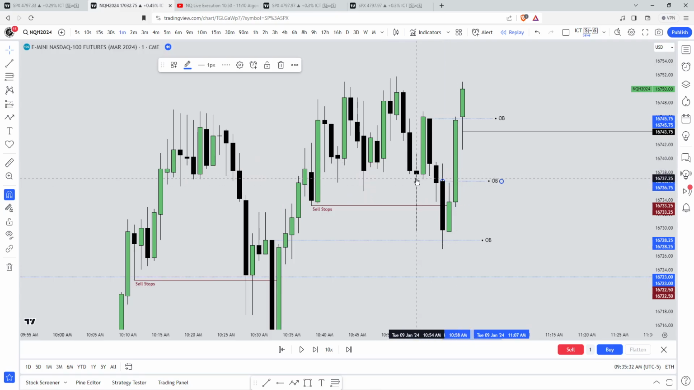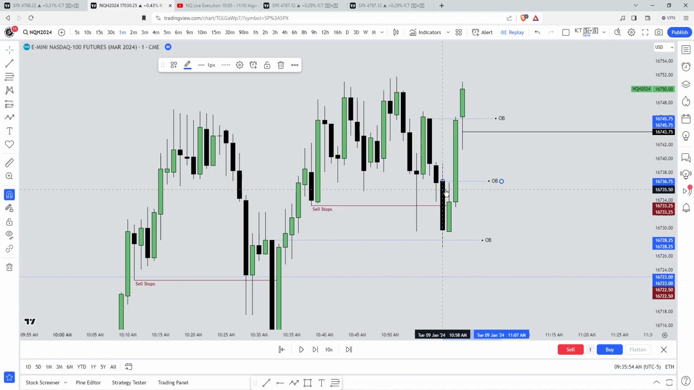See this one right here? It went above it and then that failed. So it's easier to just use the model that I taught, which is change in the state of delivery. ICT talked about this very, very vaguely in the 2022 mentorship. It was either episode 2, 3, or 4. I can't remember. If any of you guys are interested in that, just let me know and I can send you the link for it.